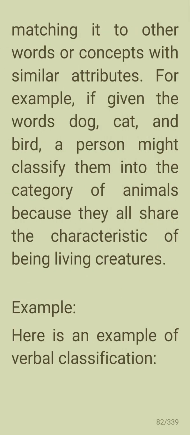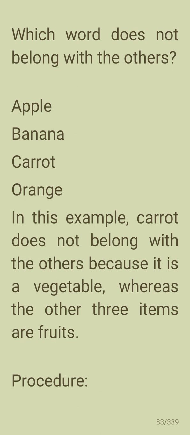Matching words. For example, if given the words dog, cat, and bird, a person might classify them into the category of animals because they all share the characteristics of being living creatures. Here is an example of verbal classification. Which word does not belong with the others? Apple, banana, carrot, and orange. In this example, carrot does not belong with the others because it is a vegetable, while the other three items are fruits.